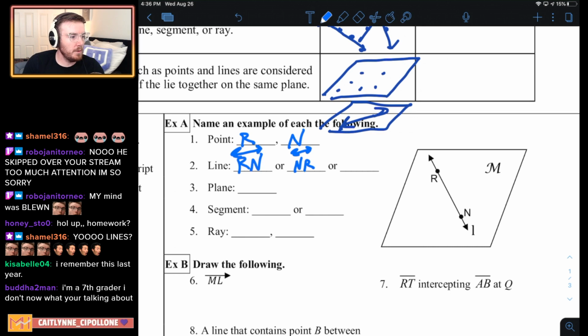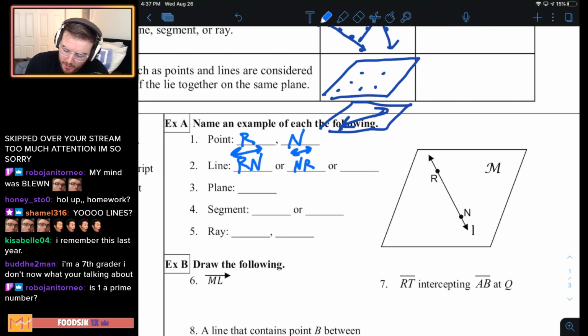Or the third way that we can name it, I'm a seventh grader. I don't know what you're talking about. Are you actually? Are you a stranger turning into the chat?